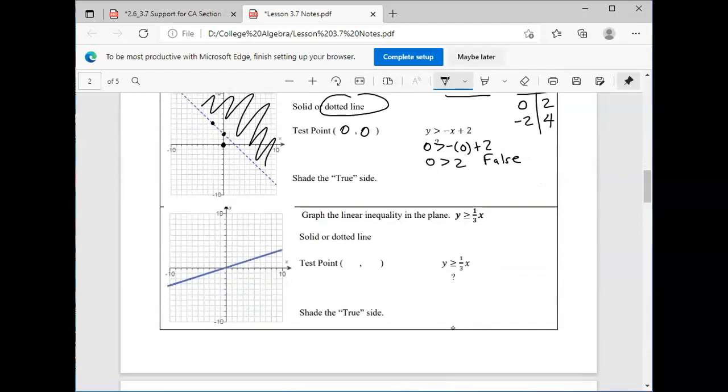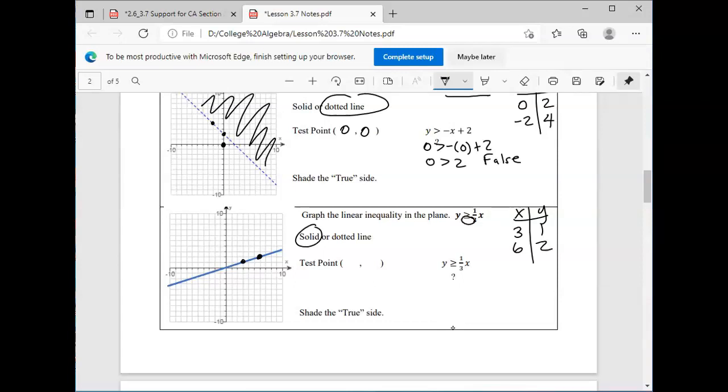Graph this linear inequality in the plane. Y is greater than or equal to 1/3 X. So I would need to find a couple of points. If I plug in a 3, I'm going to get 1. And if I plug in a 6, I'm going to get 2. So 3, 1 is on this line. 6, 2 is on this line. Solid or dotted? Solid, because it does have the equal to part.